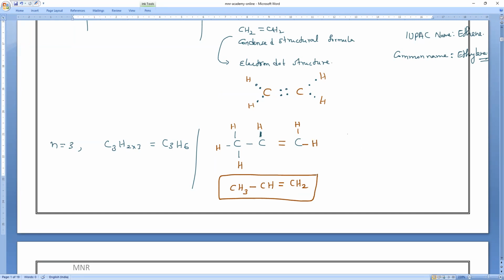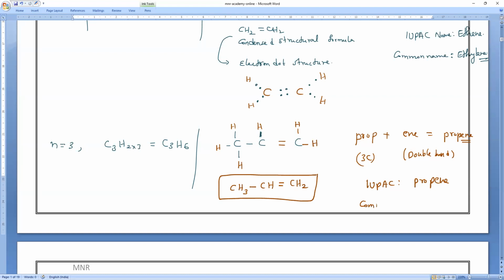So what is the name? Three carbons are there. Three carbons means what is the word root? Prop. Plus double bond is there, so it is the ene. Prop plus ene equals what, guys? Propene. So propene is what name? IUPAC name.